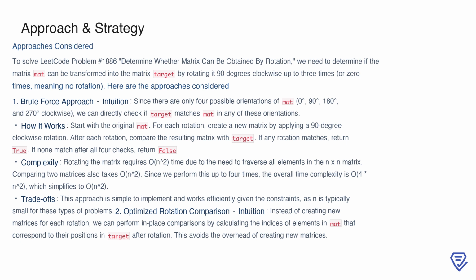In terms of complexity, rotating an N by N matrix requires O(n squared) time to traverse and reposition elements, and comparing 2 matrices also takes O(n squared). Since we repeat this process up to 4 times, the overall time complexity is 4n squared, which simplifies to O(n squared). The trade-offs of this approach include its simplicity and efficiency for small matrices, making it well suited for problems like this where n is relatively small.